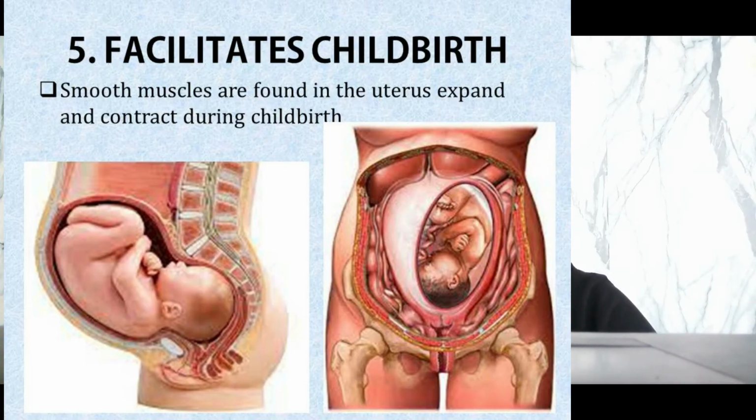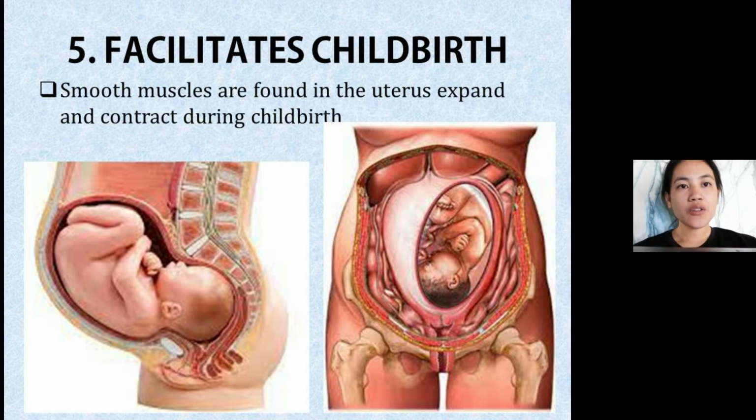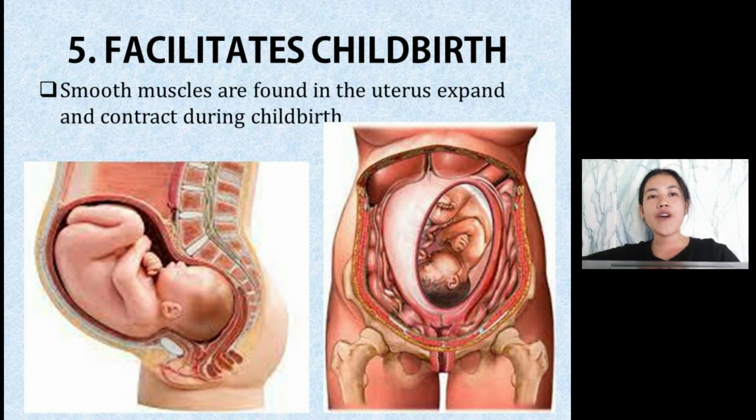Moreover, the fifth function of the muscular system is that it facilitates childbirth. The fetus grows in the uterus, and the uterus is composed of smooth muscles. During pregnancy, as the fetus grows, the uterus starts to grow and stretch.